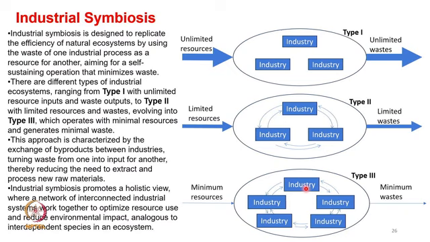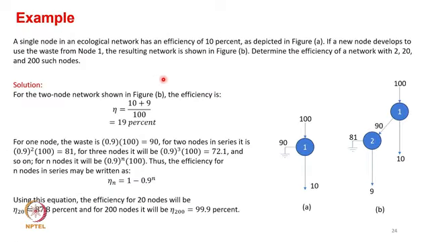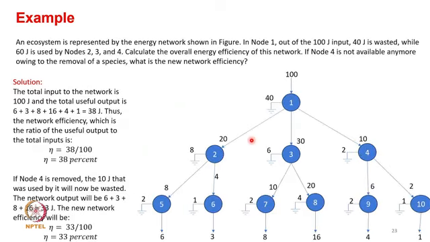And what is industrial symbiosis? Industrial symbiosis is designed to replicate the efficiency of natural ecosystems by using the waste of one industrial process as a resource for another, aiming at a self-sustaining operation that minimizes waste. This is very similar to the case of ecosystems, when you have interconnected ecosystems, and how do you have more legs? What is the effect of removing a leg, and so on and so forth.